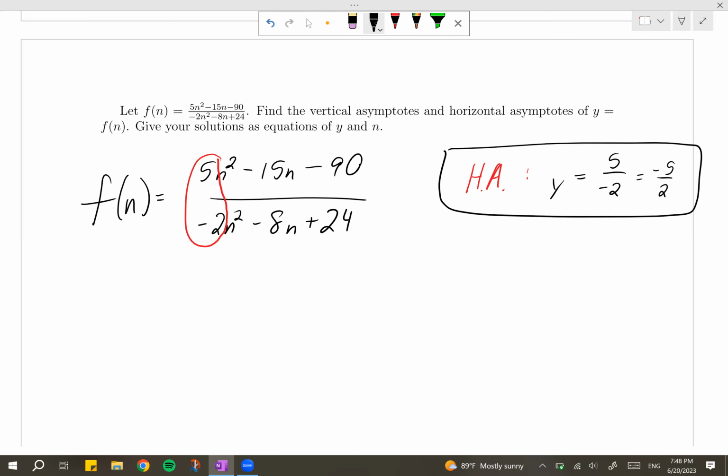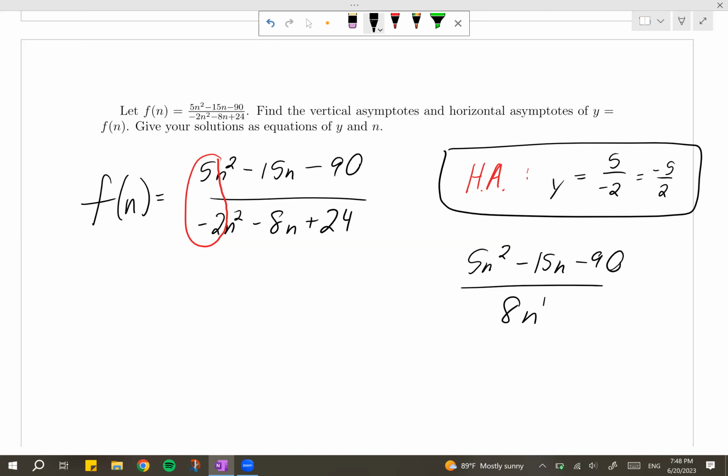This is my answer for my horizontal asymptote. For example, if I had 5n squared minus 15n minus 90 over, let's say, just 8n, then the degree of my numerator is 2. The degree of my denominator is 1. There's an understood 1 right there. So there's no horizontal asymptote.